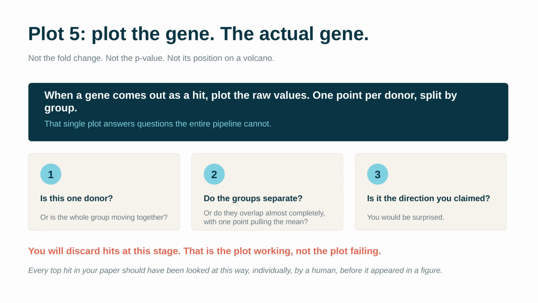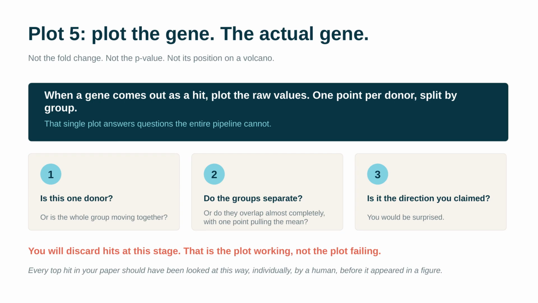And plot 5, plot the gene. The actual gene. Not the fold change, not the p-value, not the position on a volcano. When a gene comes out of your analysis as a hit, plot the raw values, 1 point per donor, split by group. That single plot answers questions the whole pipeline cannot.